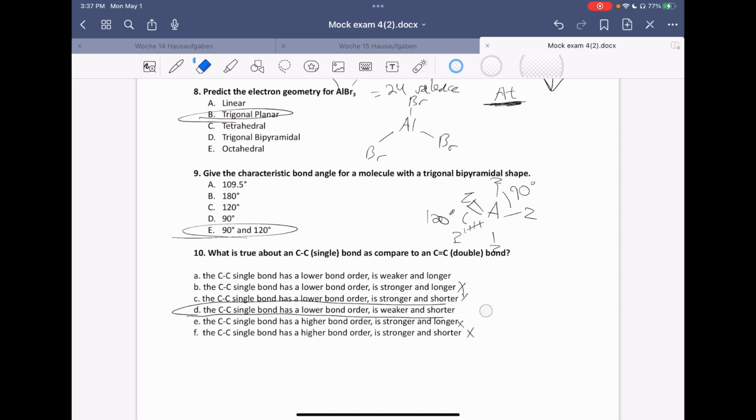Whoa. I did that wrong. We were talking about a double bond just then. The answer is going to be A, right? Because the C-C bond is going to be weaker, so it's not going to hold those atoms in the bond as tightly, so the bond will be longer. Yeah.